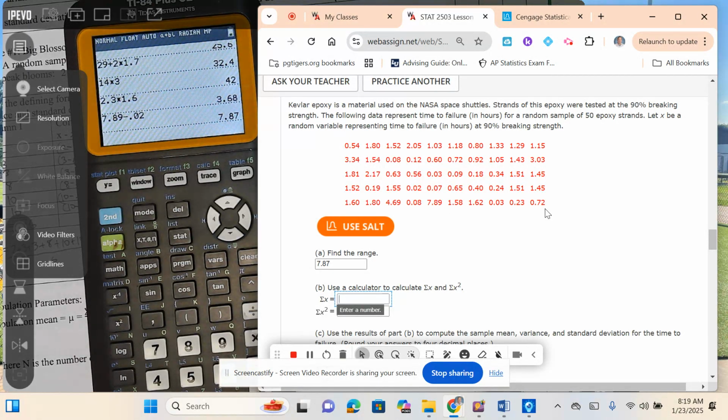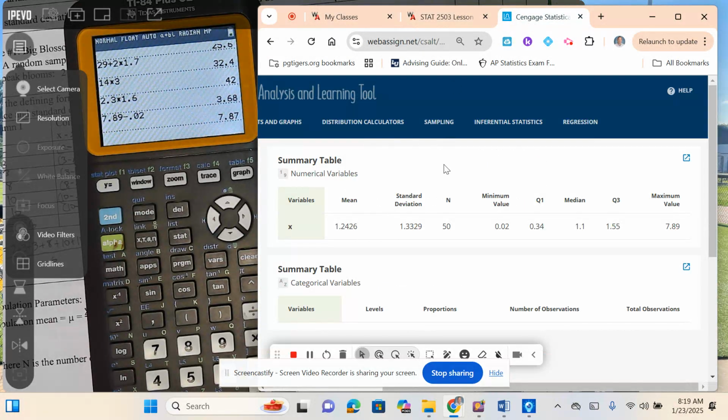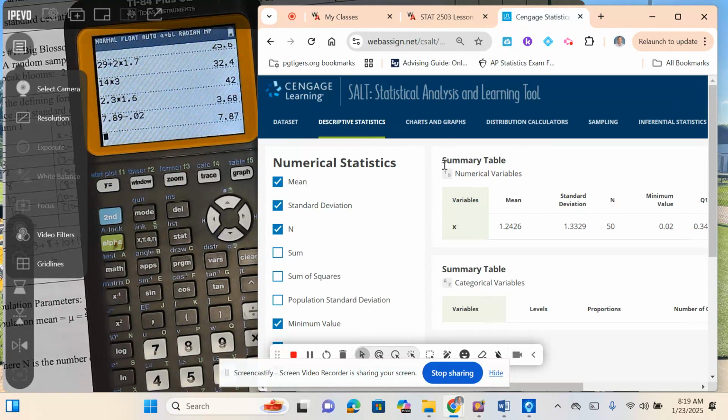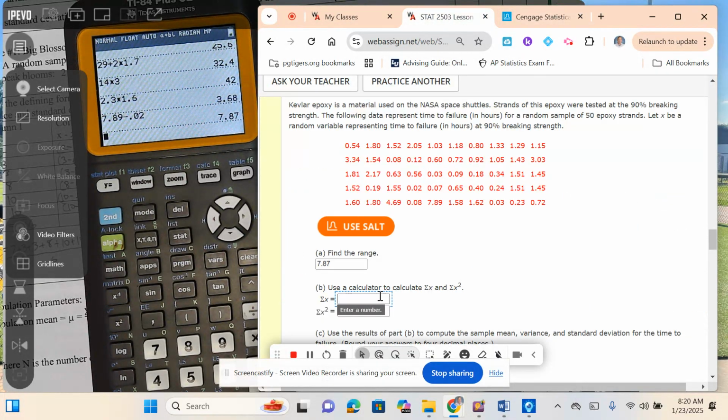Now, doing that in your calculator would take a while and wouldn't be much fun, but we've got Salt here to save the day. And so what we can do is go over here and click the box sum. What the sum does is it will add up all those values for you. So I just click sum and it spits it out for me. So I Control C, Control V.